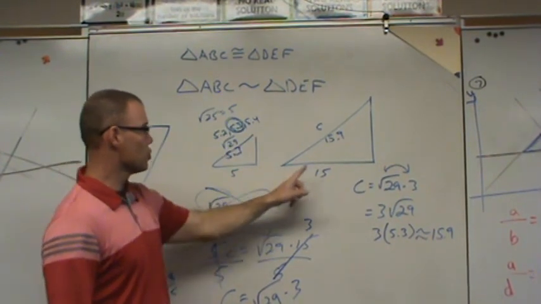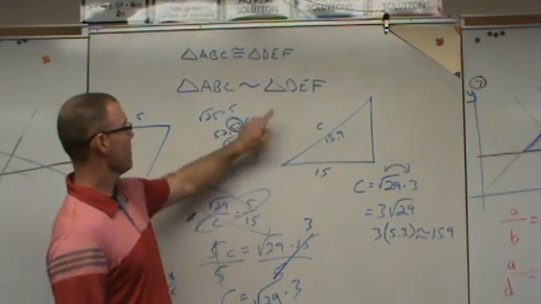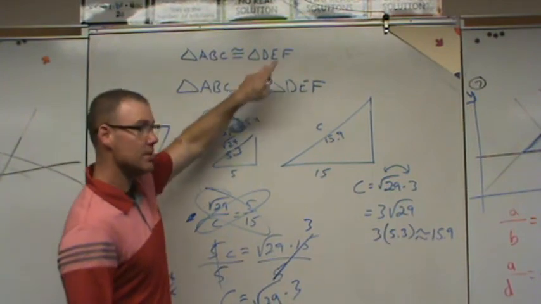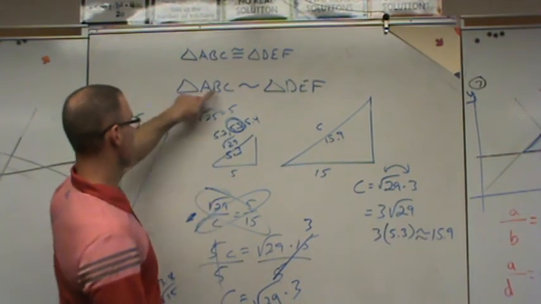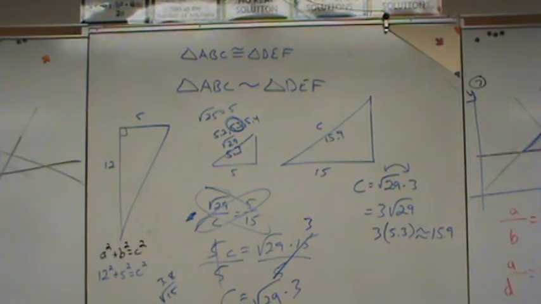Remember, these triangles were not the same. They weren't congruent. They were similar. So we use the symbol for similarity. So triangle ABC is congruent, that's a congruent statement. Triangle ABC is similar, that's a similarity statement. So make sure you get those written down.